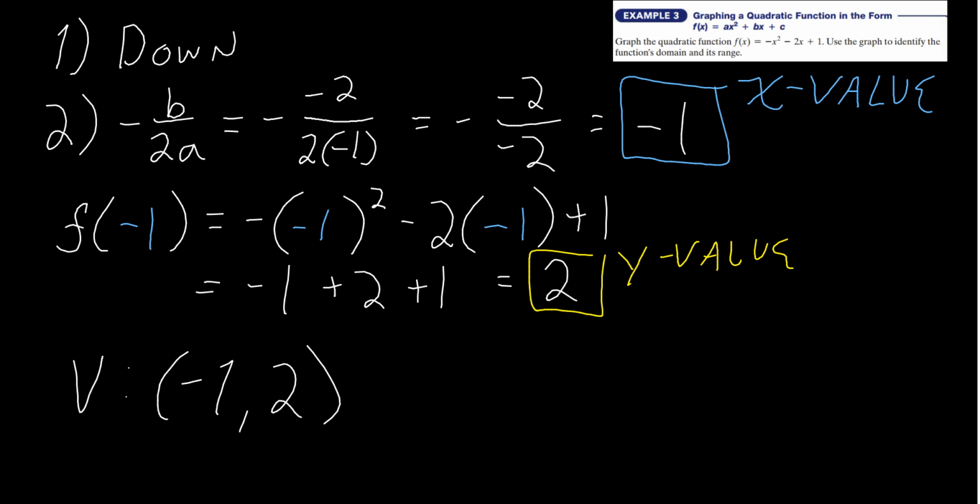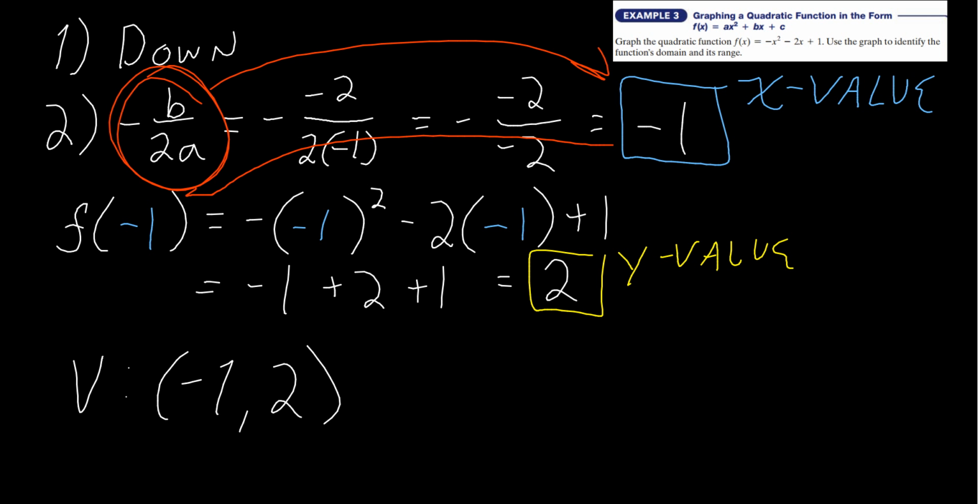All you do, you mainly just use -b over 2a to find the x, and that's what we did here. Once you find the x, you plug it into your function, and then you find the y. And then those two together give you your vertex, right? And there's your daily dose of John Madden there.